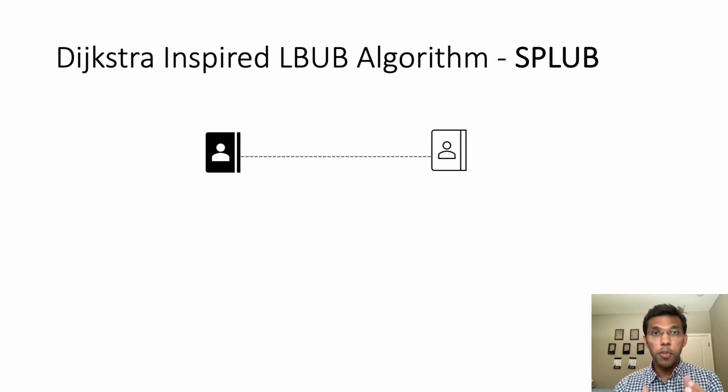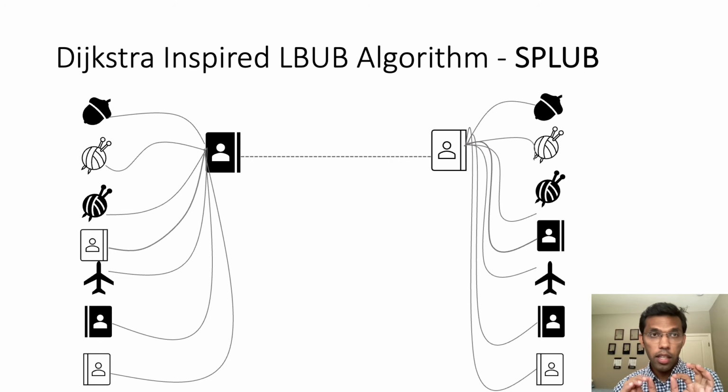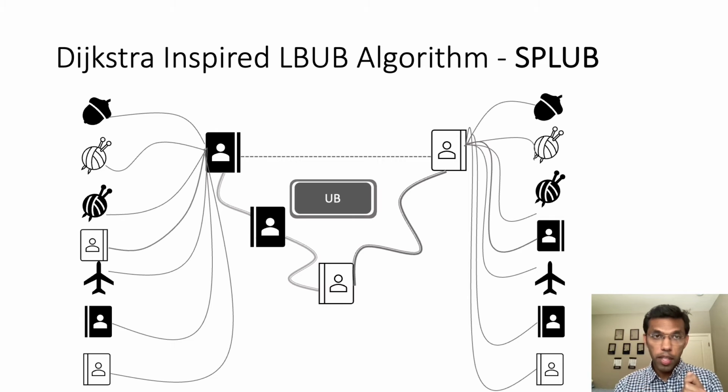Understanding the challenges introduced by the cubic algorithm, as well as having a deep understanding of Dijkstra's shortest path algorithm, we started designing a Dijkstra-inspired lower bound upper bound algorithm, which we titled SPLUB. So here you can see there are two contact cards, one filled and one unfilled, and you do not know the distance between them, and you wish to know it. What you do essentially is run Dijkstra's shortest path algorithm from both endpoints to all other objects in the universe. And you compute the upper bound by computing the shortest path between these two objects.